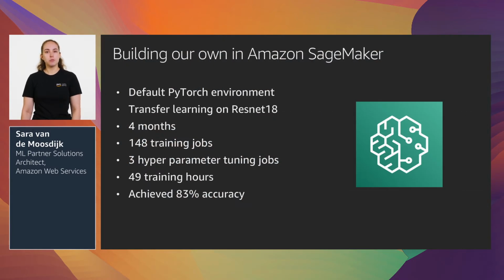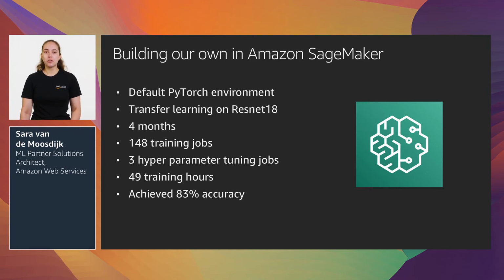So once we had our images, we then had to look at how we were going to build our image classification model. We ended up using the default PyTorch environment provided by Amazon SageMaker, and we applied transfer learning on a ResNet 18, a pre-trained ResNet 18. If you don't understand anything I just said in the last 2 sentences, don't worry. You really don't have to understand the details in order to follow along with this session.